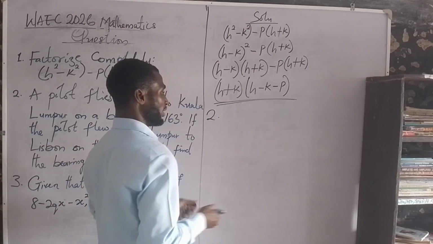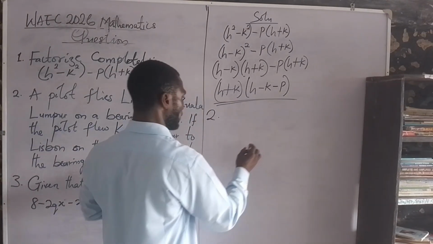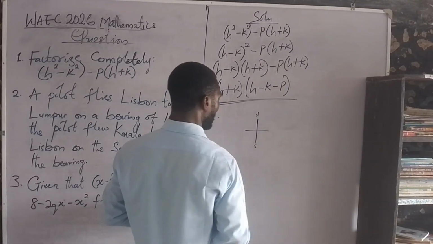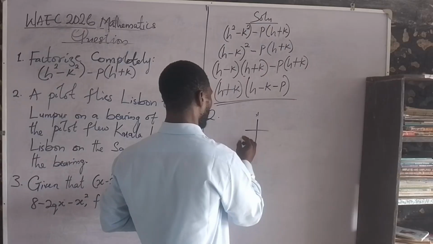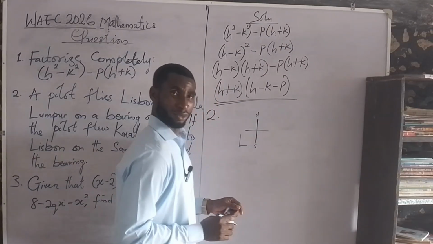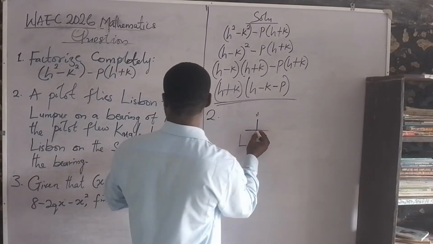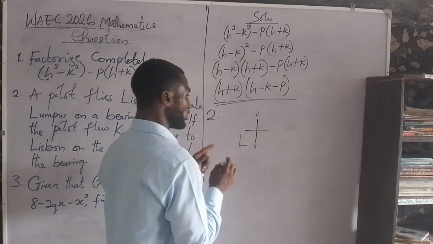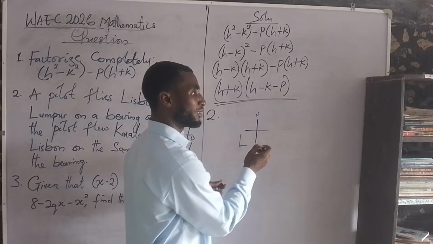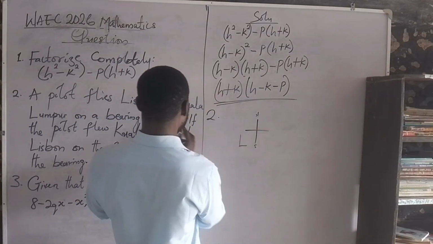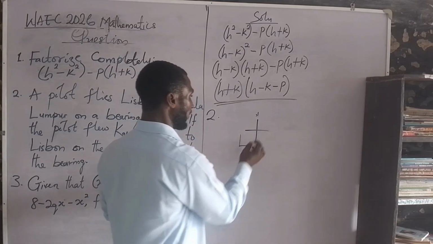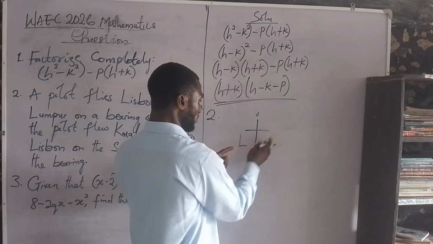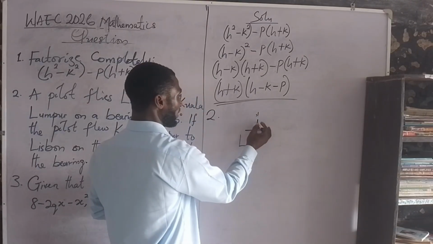So let's answer the question here. First, let's get the point of Lisbon. Let's take this as the point of Lisbon, where here is your north, here is your south. We are going to use L to represent Lisbon. Now they said a pilot flies from this Lisbon on the bearing. What you need to take note of, whenever you are counting a 3-digit bearing, you always start from your north pole. In cardinal bearing, you can start from either north or south, but for 3-digit bearing, you start from your north pole.